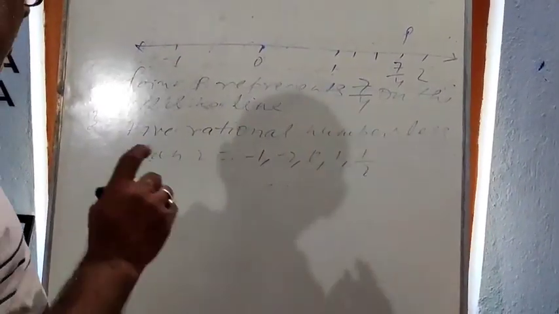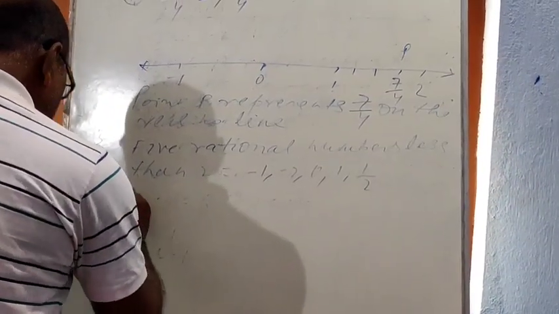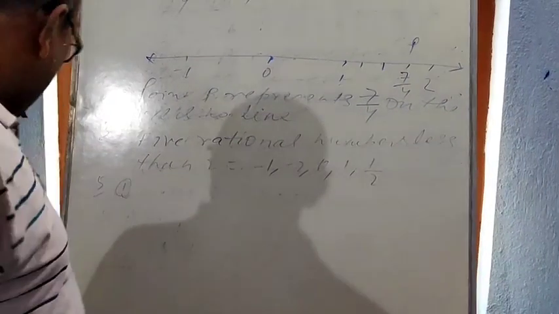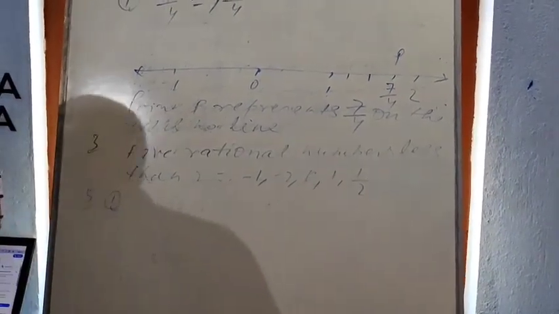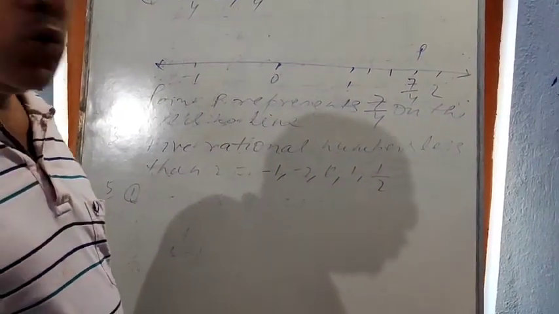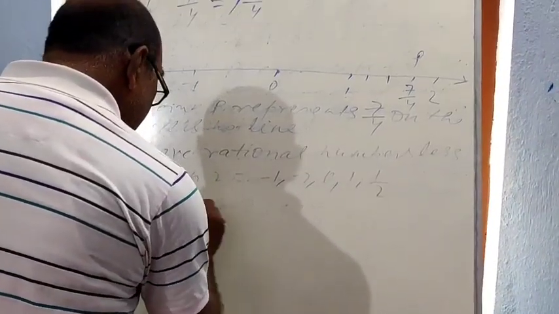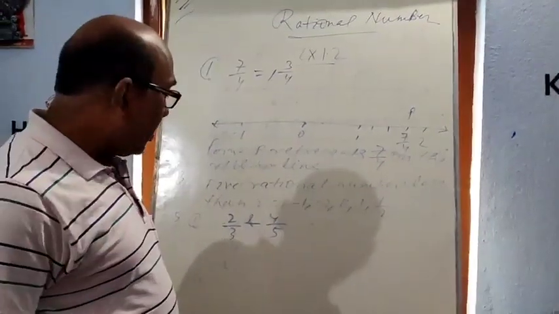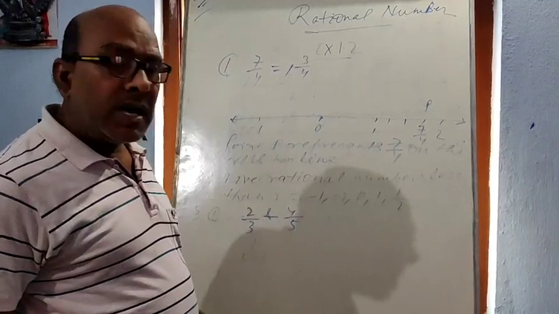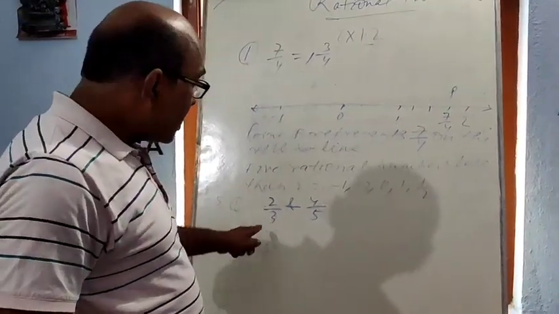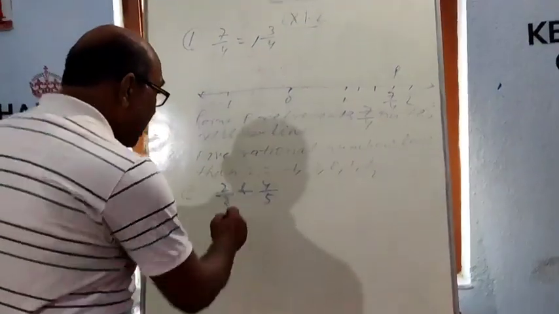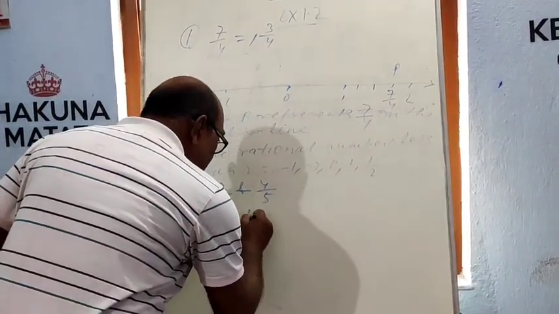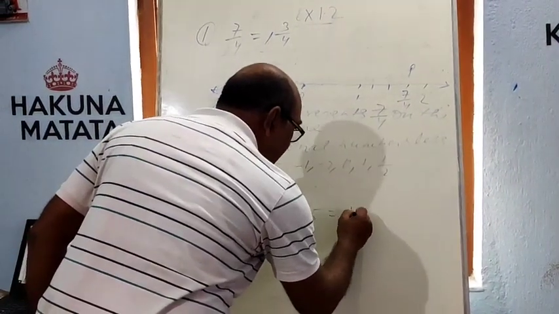Now we come to the first question of question number 5. In this question you have to find 5 rational numbers between 2 by 3 and 4 by 5. To find various rational numbers between two given numbers, there are many processes. The first process is, first we find the LCM of the given denominators 3 and 5. LCM of 3 and 5 is equal to 15.